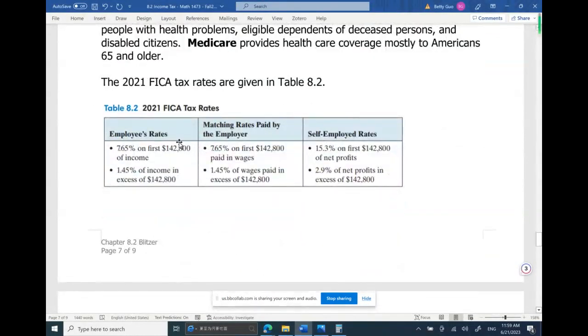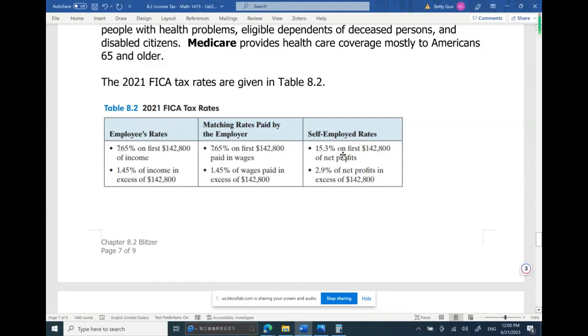This table is a tax rate for FICA. It has 3 columns. If you are self-employed, you only look at the last column. If you are not self-employed, you only need to look at the first column. The second column is how much your employer would pay for your FICA.